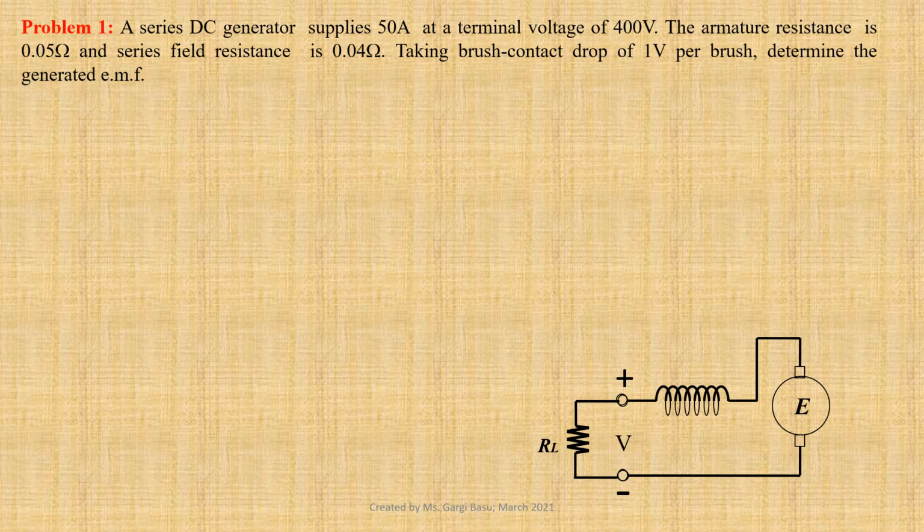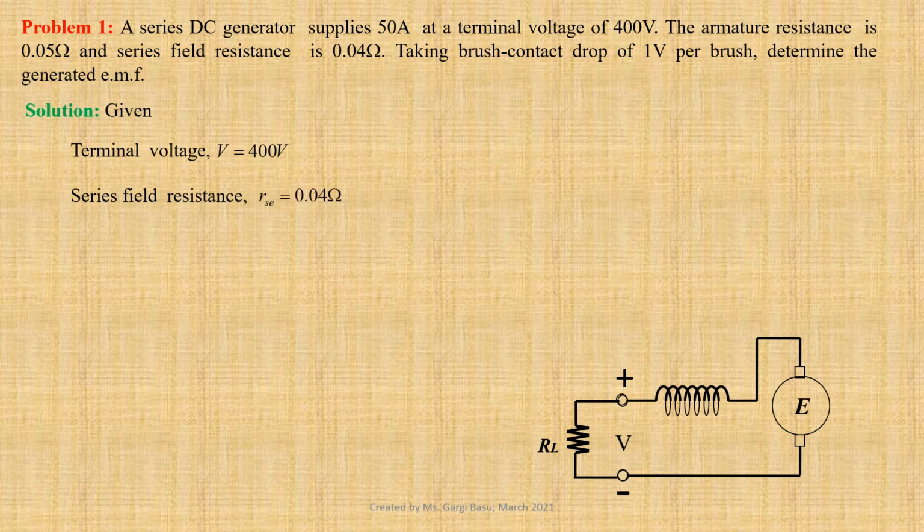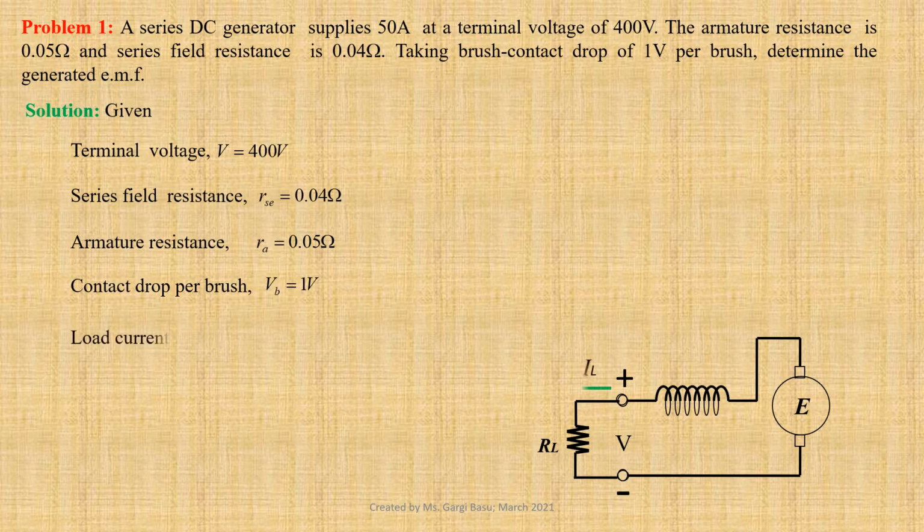Let us first jot down the given data. Terminal voltage V equals 400 volts. Series field resistance RAC equals 0.04 ohm. Armature resistance RA equals 0.05 ohm. Contact drop per brush VB equals 1 volt. Given load current IL equals 50 ampere.